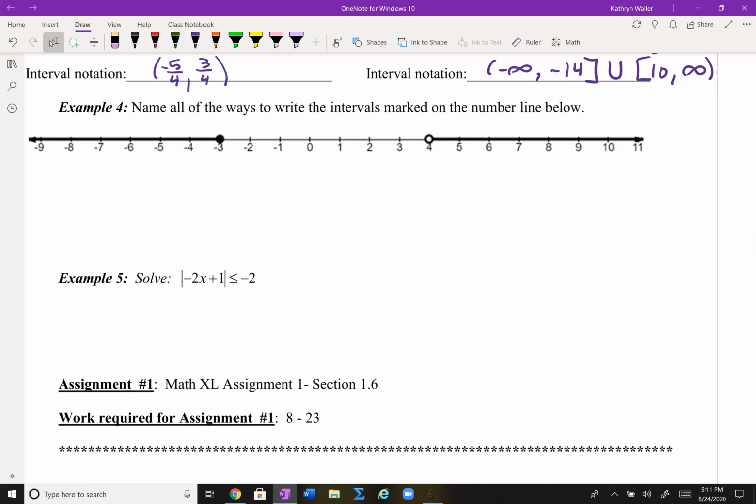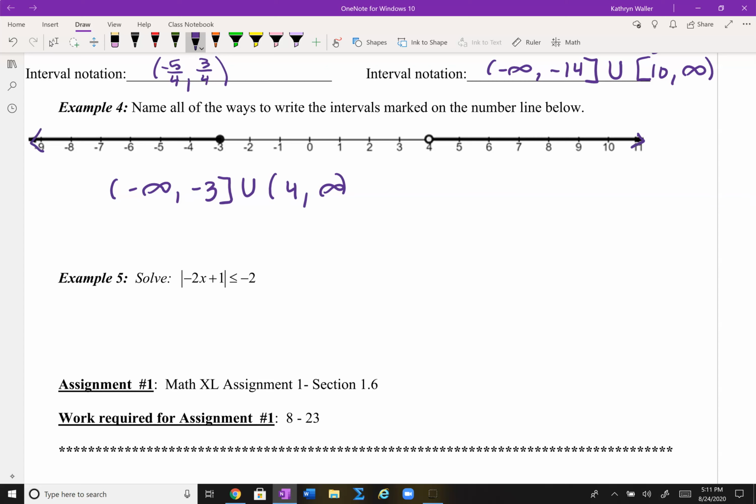Okay, name all the ways to write the intervals. So it's basically what we just did over here. So on the left, interval notation is -infinity to -3 with a bracket, and then you have to do the U, and then you pick it up at a 4, and that one's with a parenthesis, and it goes on forever. It's kind of hard to see, but I have arrows at the ends of those.